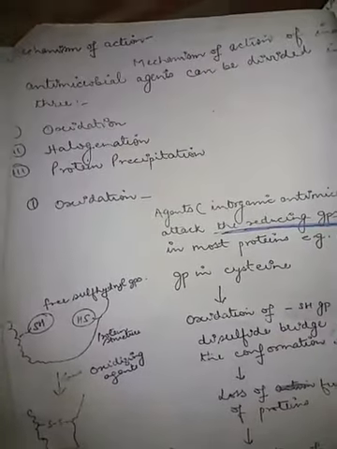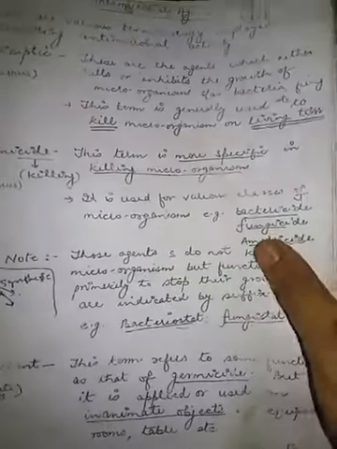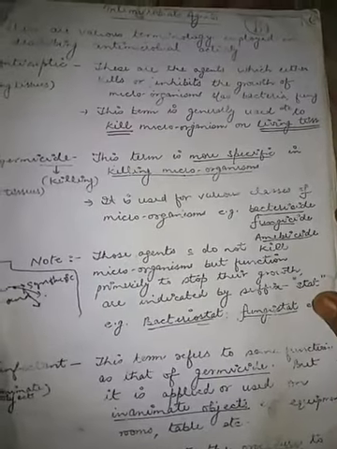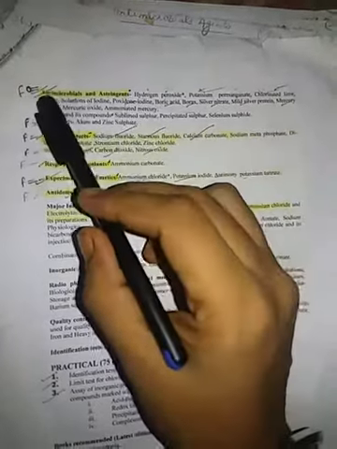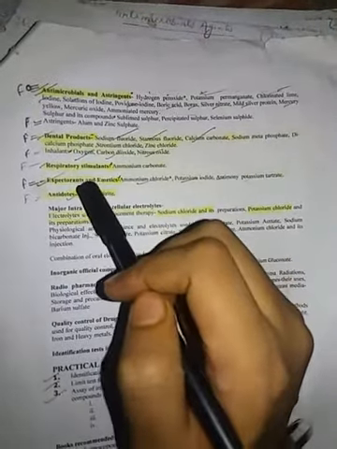Then the mechanism of action of antimicrobial agents is oxidation, halogenation, and protein precipitation. We have already discussed this in earlier classes. Please go through the videos. The links are in the description box. So this is how we are going, and in the next class we will study iodine. Then we will discuss dental products, respiratory stimulants, expectorants, emetics, and antidotes.